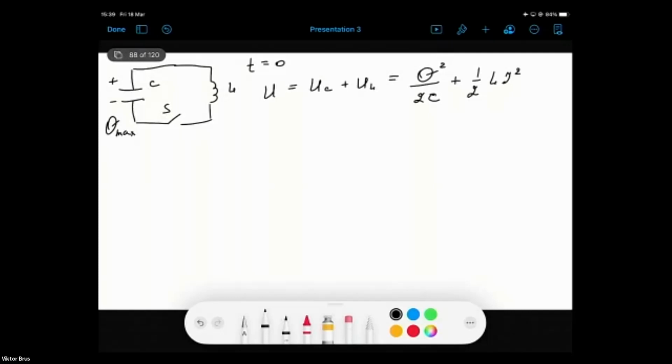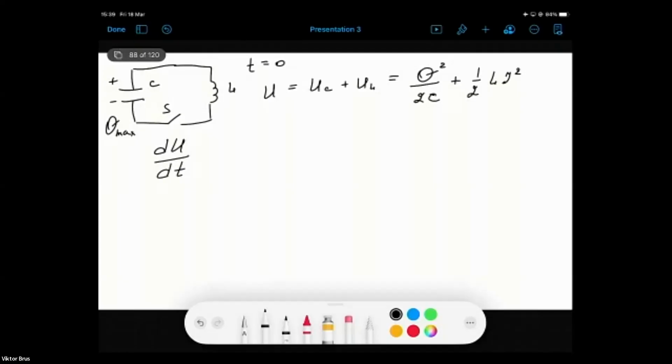So the fact that it remains constant can be shown if we take the first derivative of this total energy over time. And any suggestions to what it should be equal in order to highlight that total energy is constant? 0. 0, yes. So the first derivative should be equal to 0.